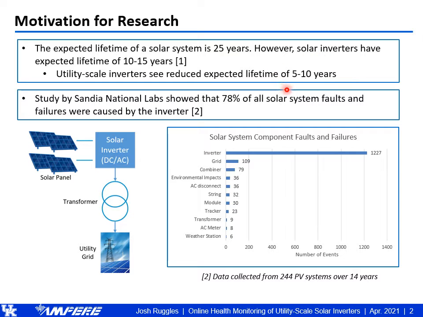A study by Sandia National Labs showed that 78% of all solar system faults and failures were caused by the inverter, as shown here. To improve the reliability and availability of the solar inverter, an early fault detection and lifetime prognosis algorithm is proposed so that semiconductor switching failures can be predicted and diagnosed. This will reduce the downtime cost and avoid unplanned failures and outages.